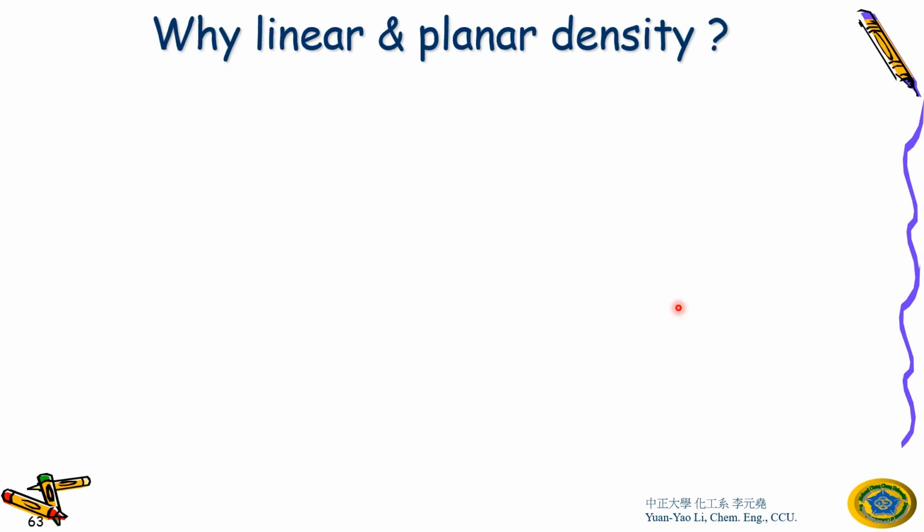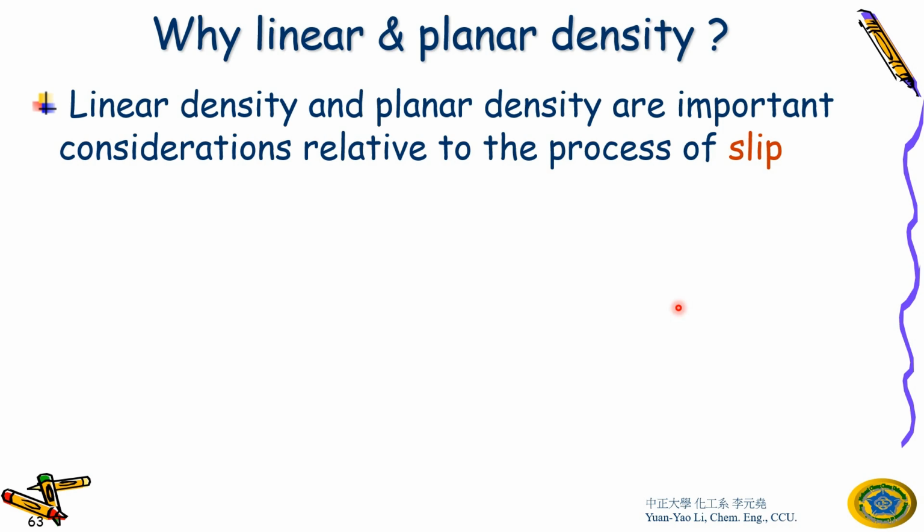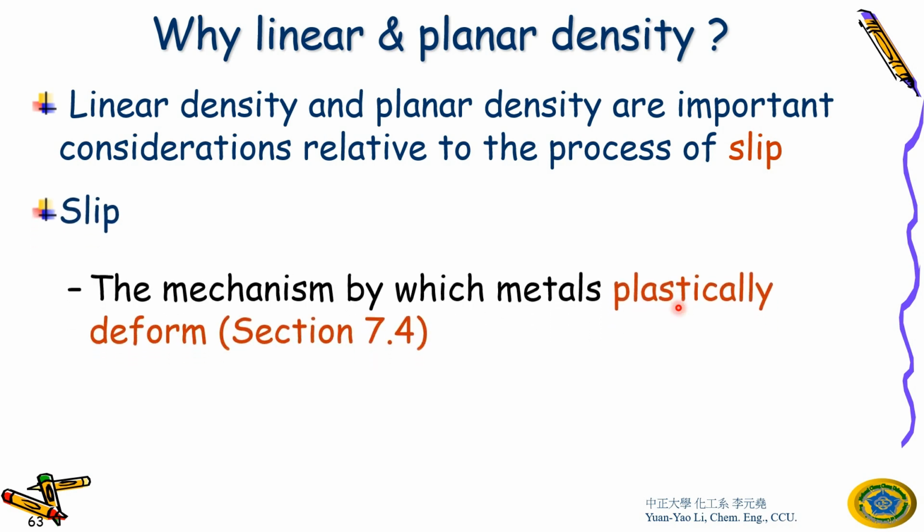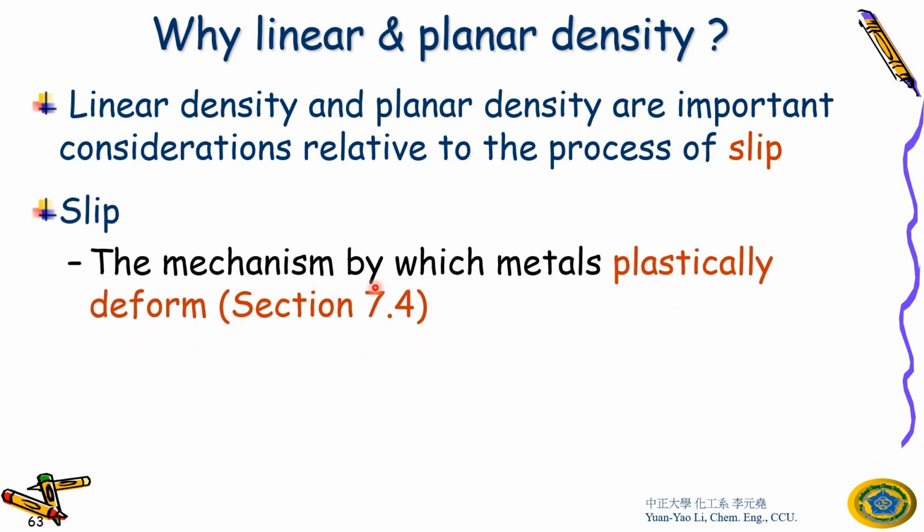So why linear density and planar density? I just told you. Linear density and planar density are important considerations related to the process of slip. Slip is another property, and it belongs to the mechanical engineering students. They use this a lot. Why? Slip is the mechanism by which metals plastically deform.